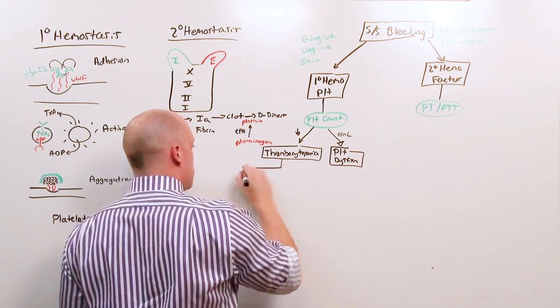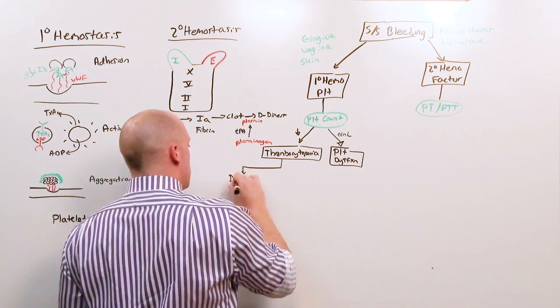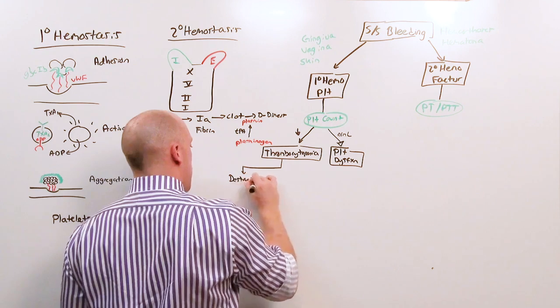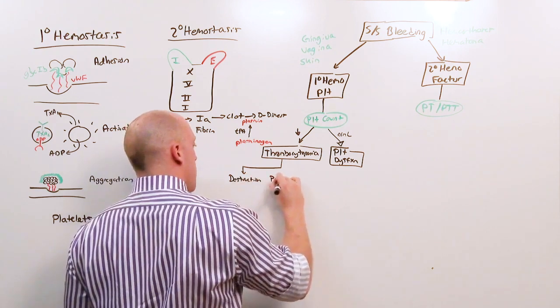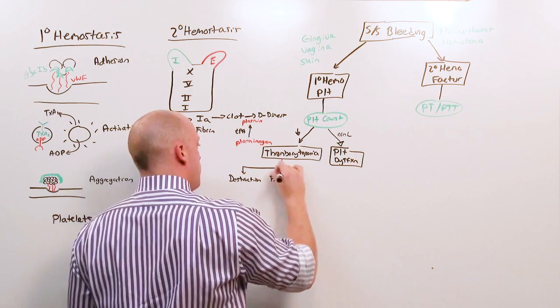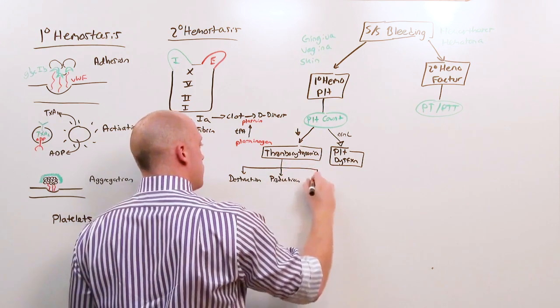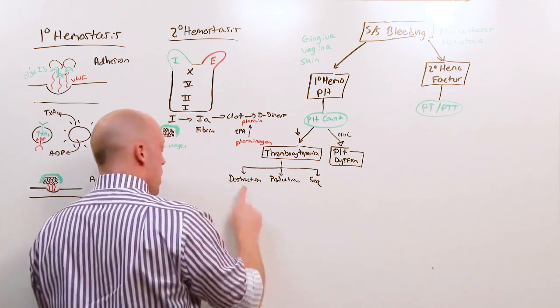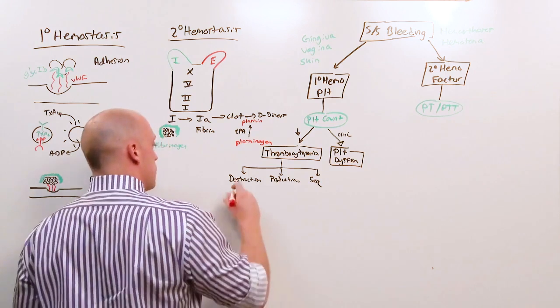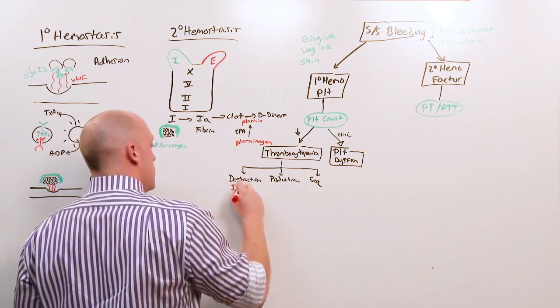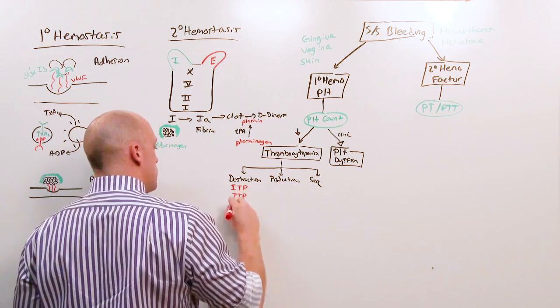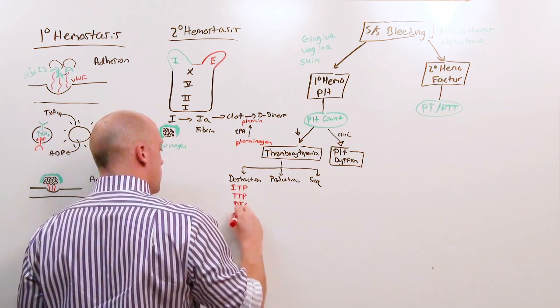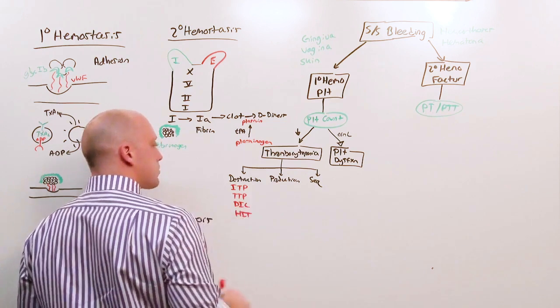Thrombocytopenia has three main causes: destruction, production, and sequestration. Destruction is going to be alphabet soup, and we have the lecture that is right after this one. You're looking at ITP, TTP, DIC, and HIT, alphabet soup.